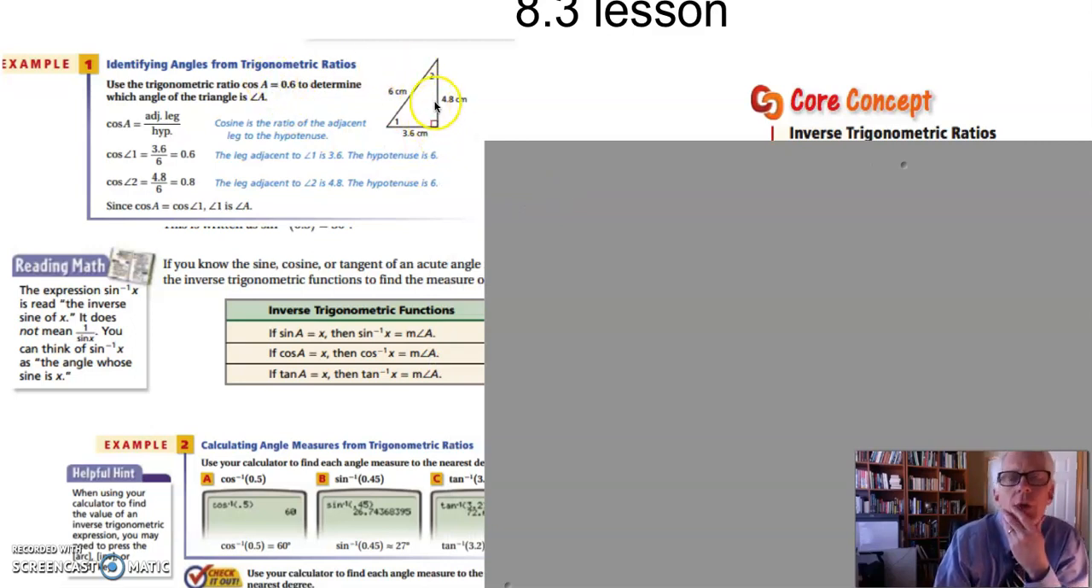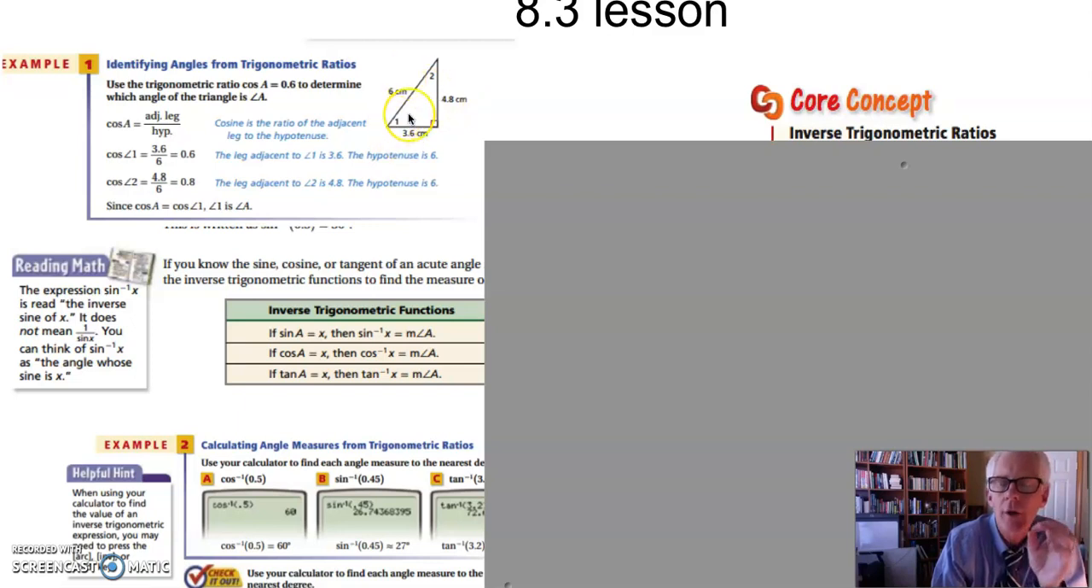I want you to think of it this way. Here's angle 1. We don't know what the measure of angle 1 is, but we do know that for opposite over hypotenuse, the sine, this ratio here of 4.8 over 6, that ratio would be that angle. That's what we do know. So that ratio would be that angle.